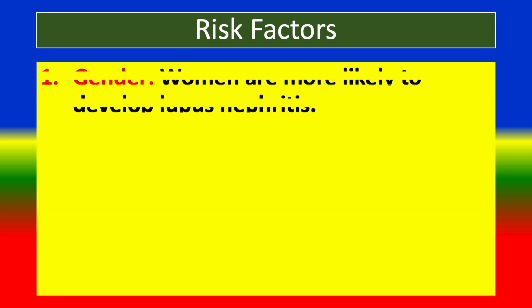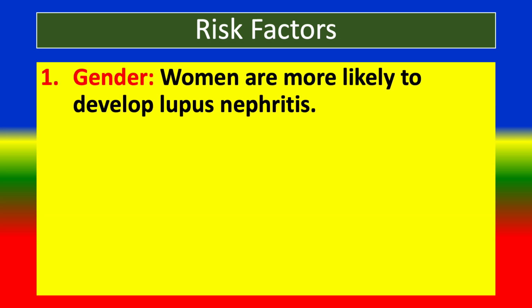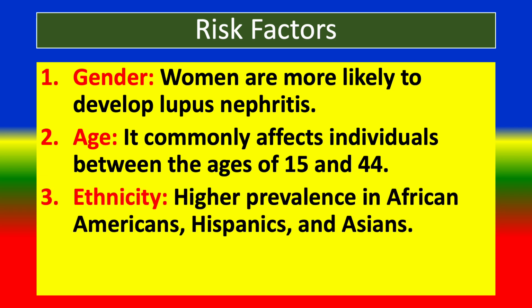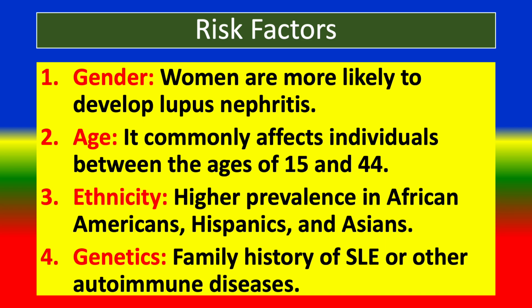Risk factors. 1. Gender. Women are more commonly affected by lupus nephritis. 2. Age. It commonly affects individuals between the ages of 15 and 44. 3. Ethnicity. Higher prevalence in African American, Hispanics and Asians. 4. Genetics. Family history of SLE or other autoimmune diseases.